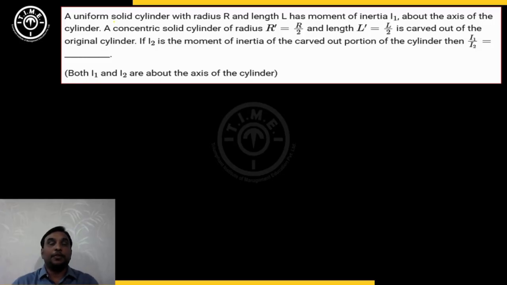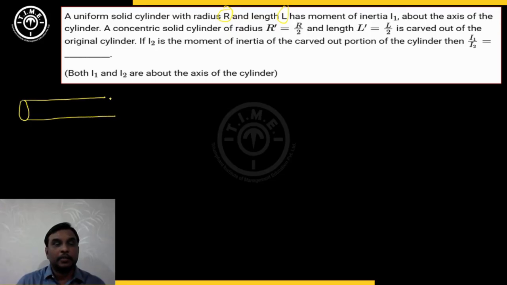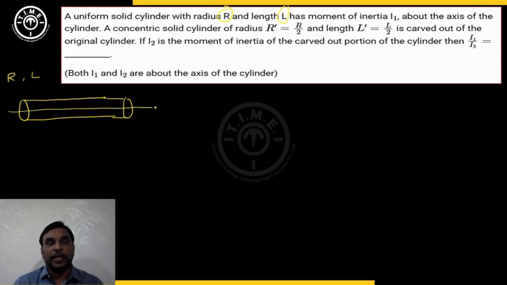A uniform solid cylinder with radius R and length L. Let me draw that. A solid cylinder whose radius is R and whose length is L. Moment of inertia I1 about an axis passing through the cylinder, that is about this axis. You know the moment of inertia of a solid cylinder about its own axis is MR square by 2.